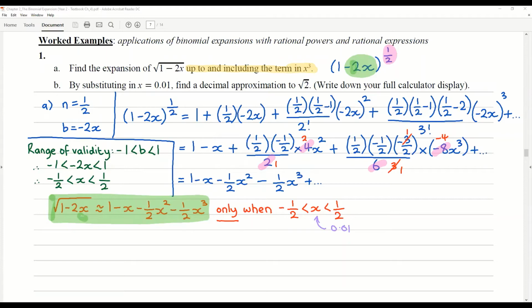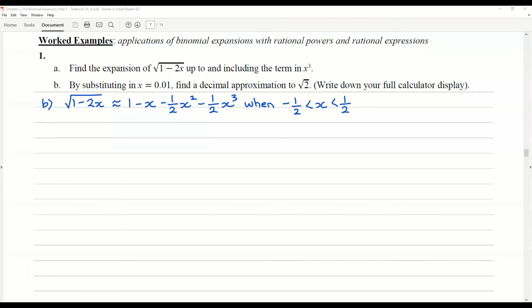Now, I'll just have to create a bit more room, and then we'll carry on with part B. So for part B, what I've done, I've just erased all those notes. You have a bit more space than I have, and I've just rewritten our expansion from part A with the restriction. So for part B, let's sub in x equals 0.01 into the left-hand side of that approximation.